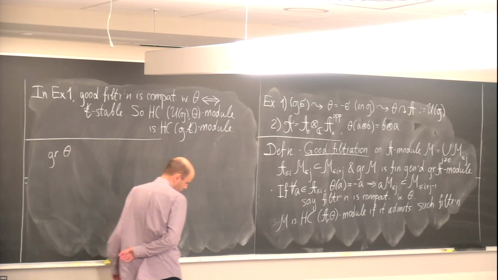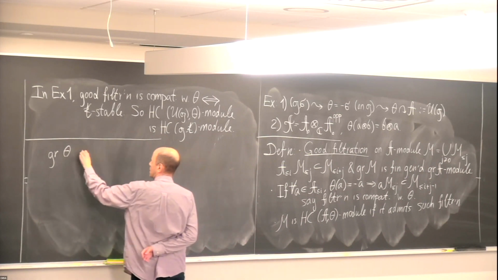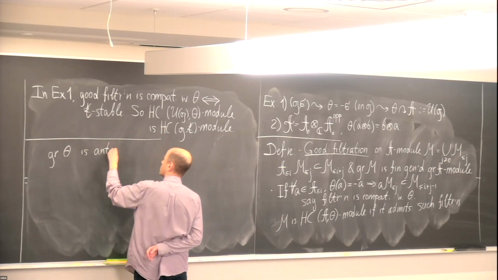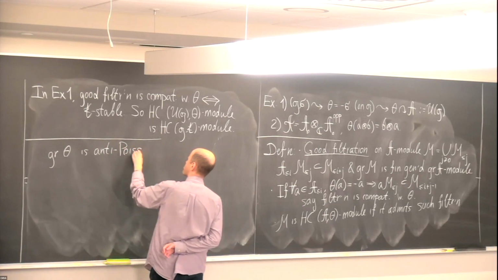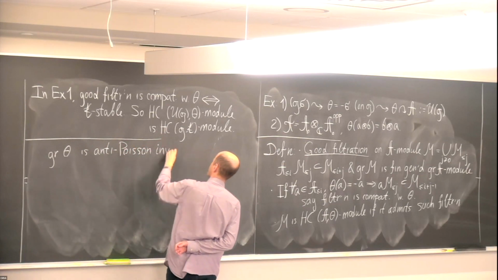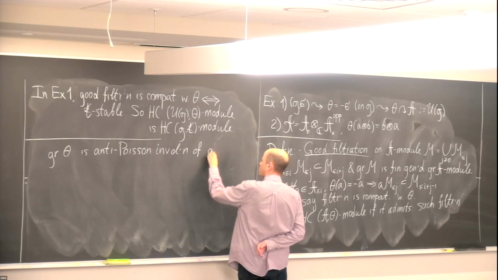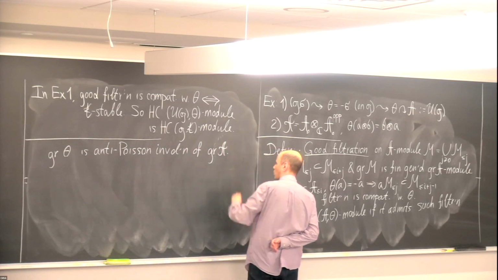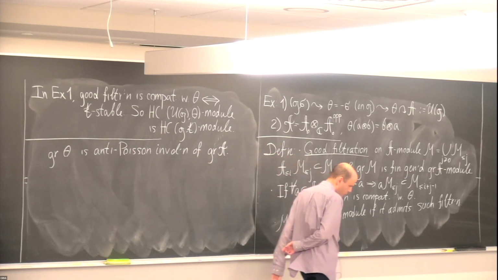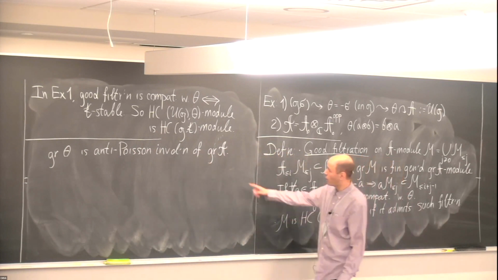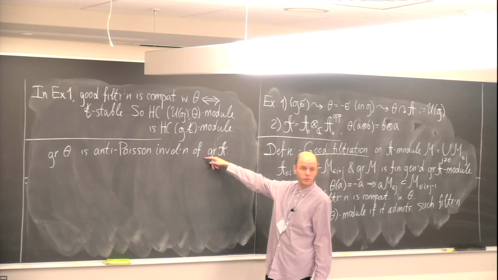So the associated graded of theta is an anti-Poisson involution of the associated graded of A. I always want my theta to preserve a filtration, and then if you look at the formula for the Poisson bracket, you see that every algebra anti-involution should give you an anti-Poisson involution. Okay.